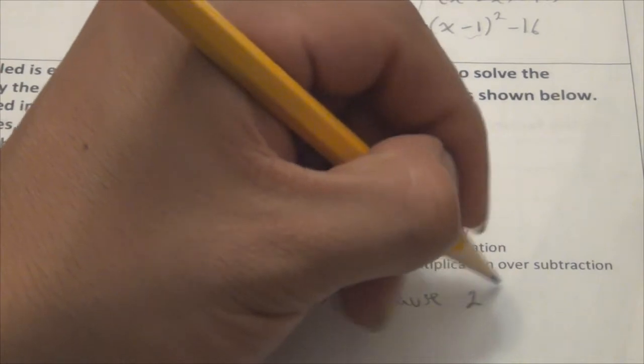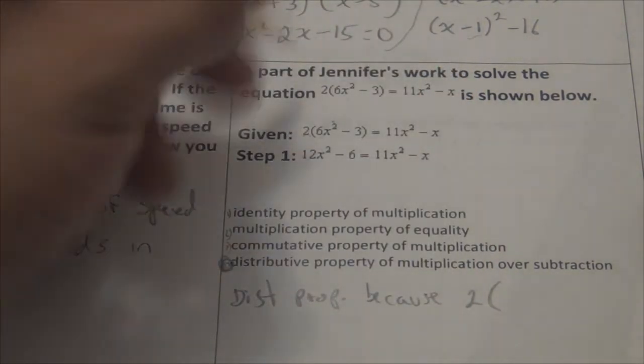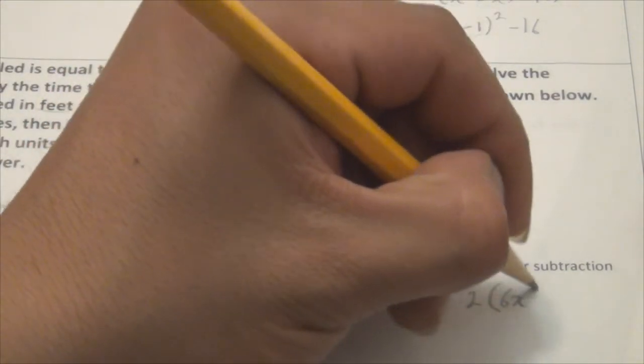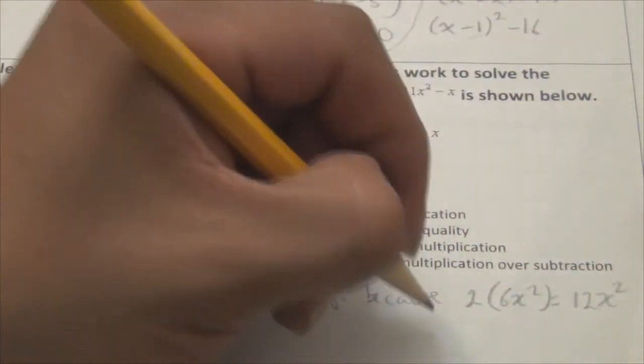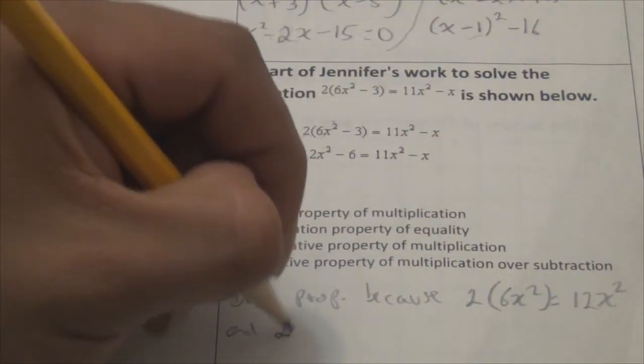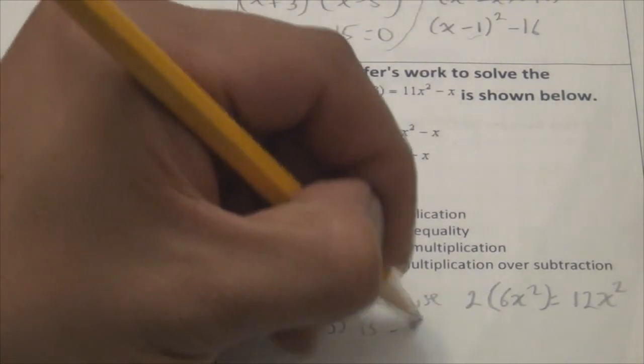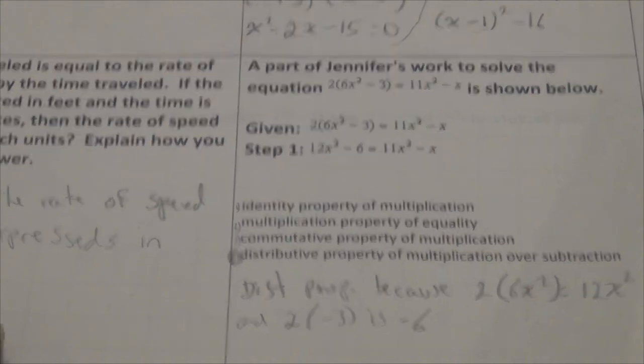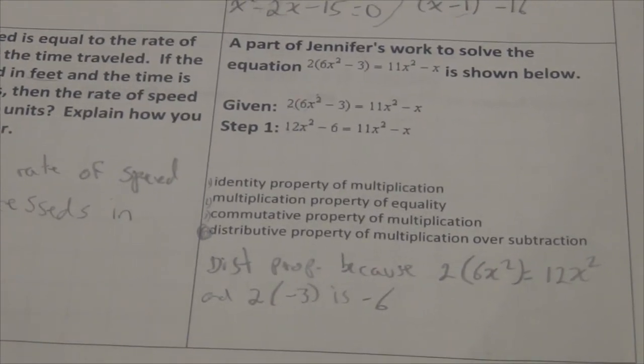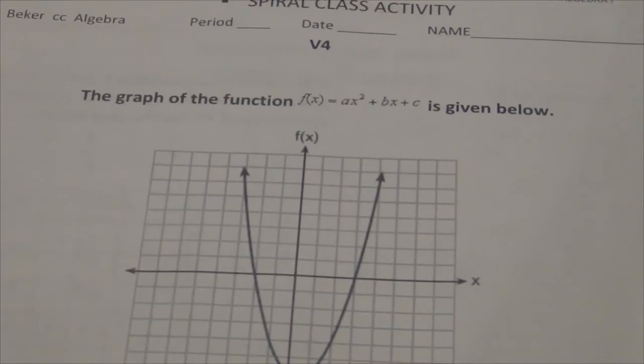and then you say 2 times what? 6x squared equals 12x squared, and 2 times -3 is -6. And that is the end of version number 3. Let's go into version number 4.